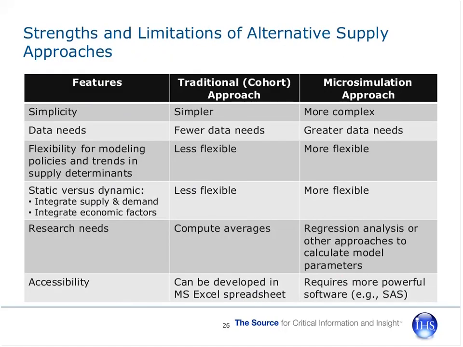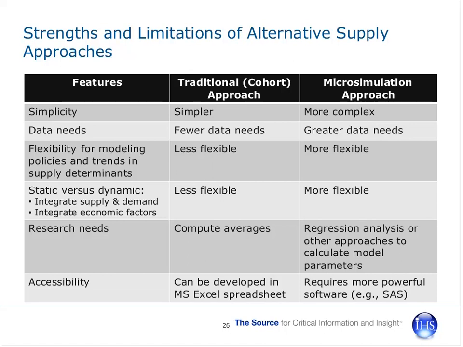Strengths and limitations. The main benefit of the traditional or the cohort approach is that it's simpler and it has fewer data needs. The main benefit of the simulation model is that because of its complexity, it's more flexible for modeling trends in policies, or trends in supply determinants, and modeling policy and helping to inform policy. And it becomes a more dynamic model in the sense that you can allow things such as economic factors and other external supply drivers to affect the supply.